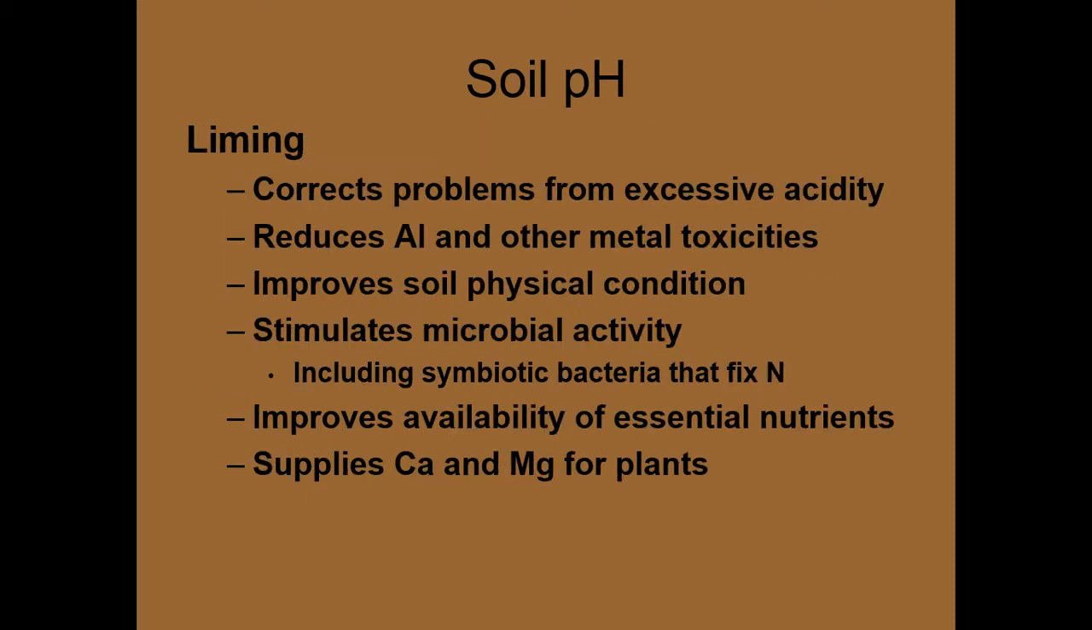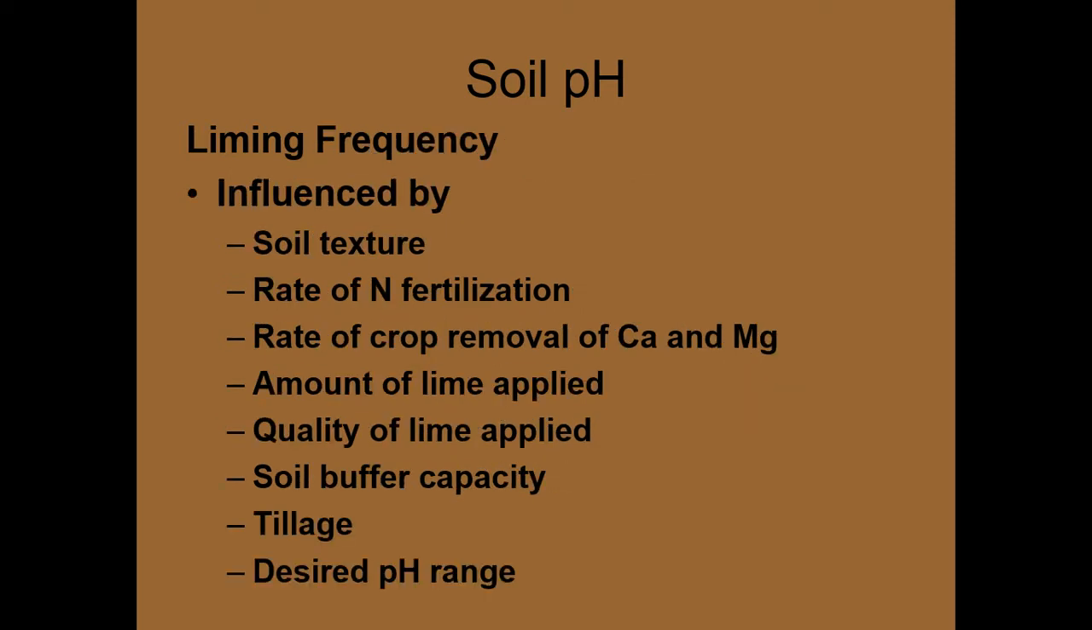Liming is done to correct problems from excessive acidity. In some agricultural soils, the pH has been driven down to the 5s and 4s, and at that point we have aluminum toxicity that greatly inhibits plant root growth, and so there are efforts to combat this excessive acidity. Liming also improves physical condition, can stimulate microbial activity in these really acidic soils, and improves availability of essential nutrients or elements for plants.